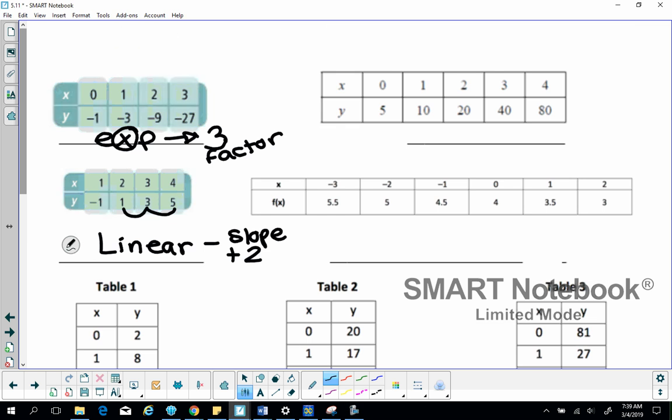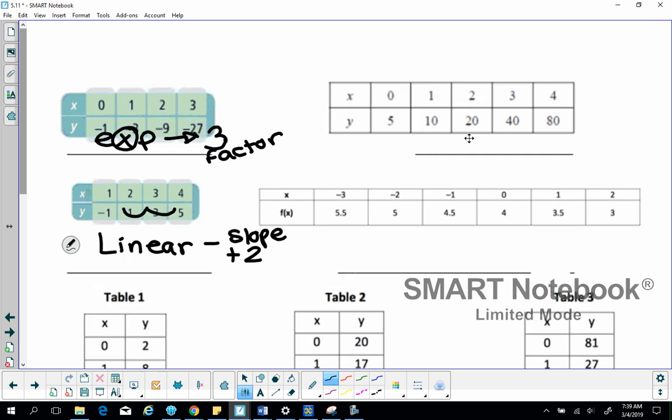All right, let's go over it. Stephen, what's the first one right here? Exponential or linear? Beautiful. We know it's multiplying. Yeah, so what's this next one right here? Linear.